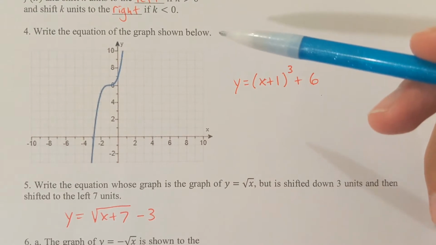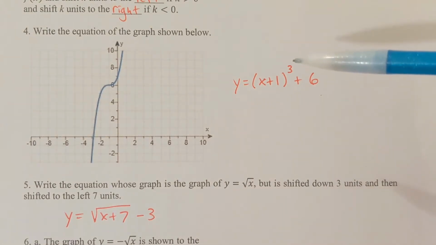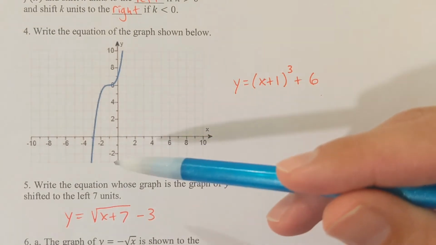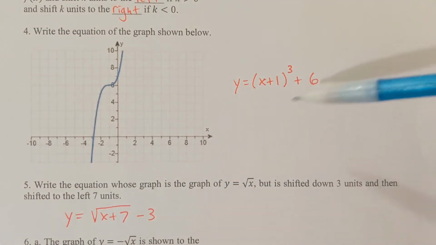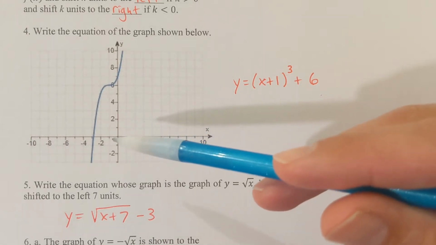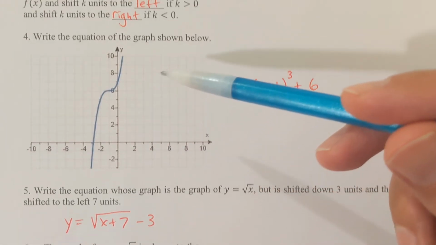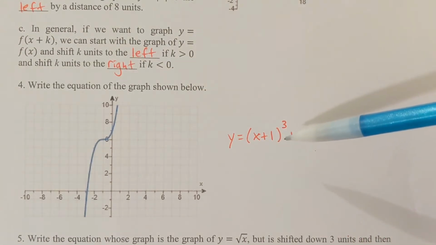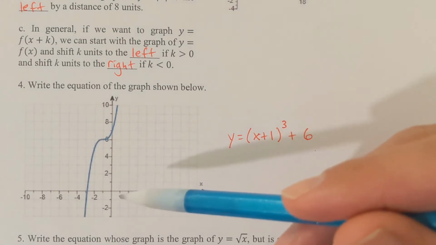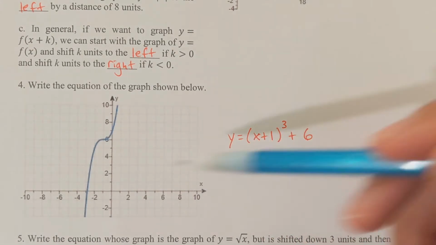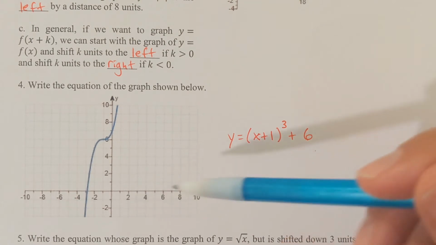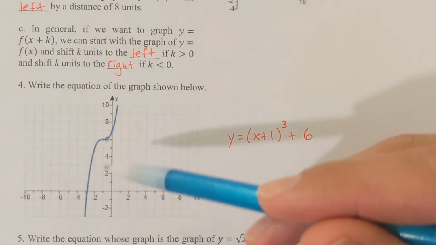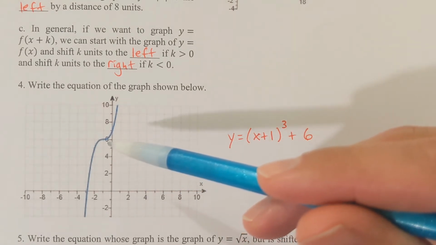Okay, problem 4. Write the equation of the graph shown below. Here we have to do something with y equals x cubed. I would have gone 1 unit to the right, so I have to add 1 to the function, and then I go 6 units up. So y equals (x plus 1) cubed plus 6. Negative 1, 6 is where the center of the graph would be.